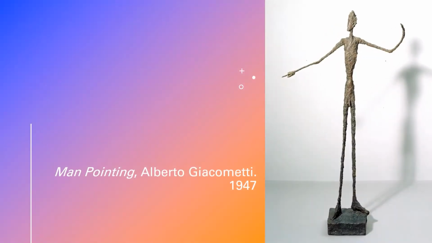Giacometti was born in 1901 and came from a very creative family. His father was a successful painter, and his brother was an architect. His brother was also the model for many of his sculptures. Giacometti wanted to make artwork focusing on figures, as you can see here in Man Pointing.